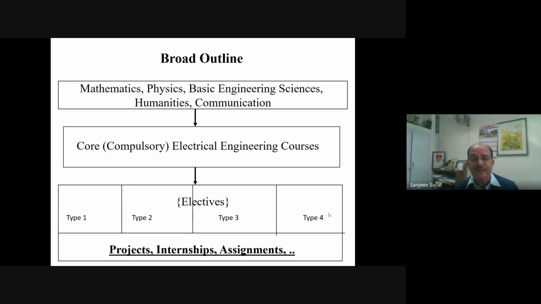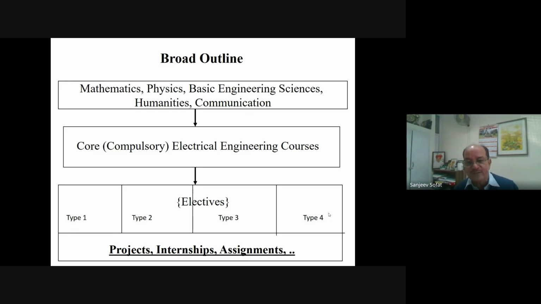Now, what I expect is each one of you, just in the chat window, write in each of the blocks the courses you got for your curriculum. Forget about electrical engineering. What I'm looking for is what sort of math, physics, basic engineering courses you have got. At least one you tell me. Then core, what you emphasize as a core.